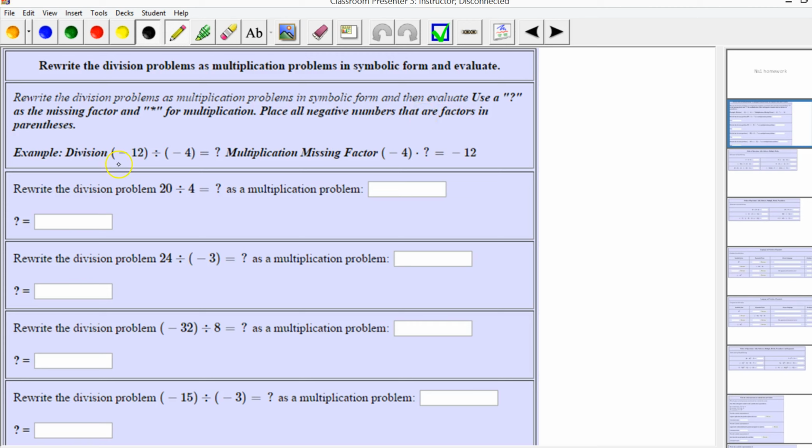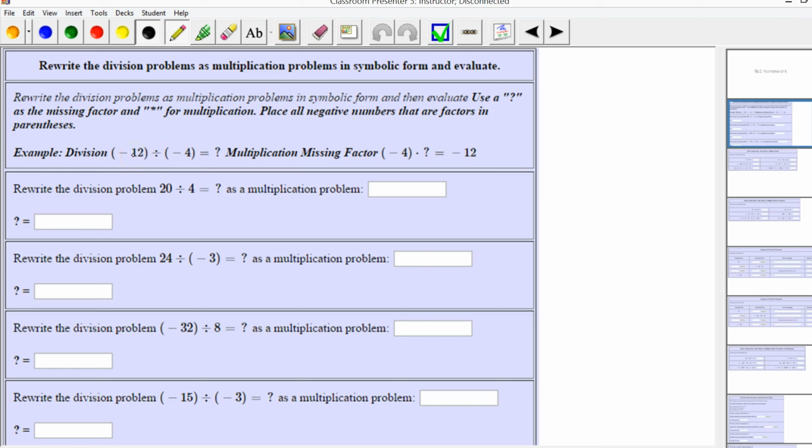So here's our example. Negative 12 divided by negative 4 equals some number. To rewrite this as multiplication with a missing factor, we're asking negative 4 copies of what number equals negative 12. And it's equivalent to ask how many copies, that would be our question mark, of negative 4 equals negative 12.